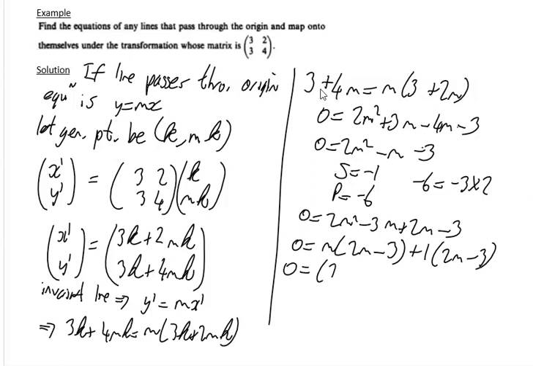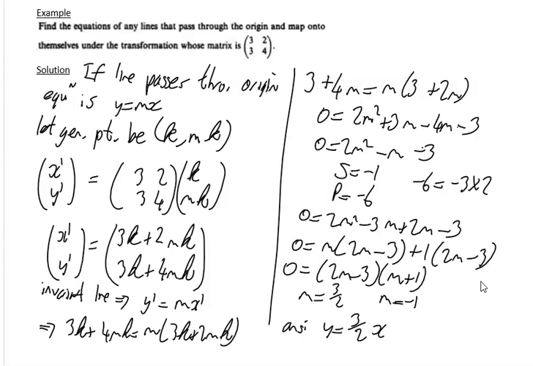So the way I do this, I just write down the common bracket first, 2m minus 3, and then m plus 1, which means, lovely thing in mathematics, you've got 0 is equal to a times b, so that means either a is equal to 0 or b is equal to 0. So put a equal to 0, 2m minus 3 equals 0, implies then that m is equal to 3 over 2, and m plus 1 equals 0, implies m is equal to minus 1. So your answer, y is equal to 3 over 2 x, or your other option is y is equal to minus x, and that's it done.